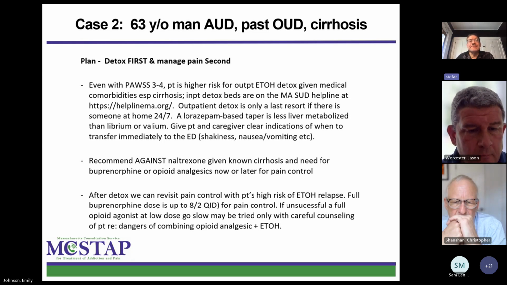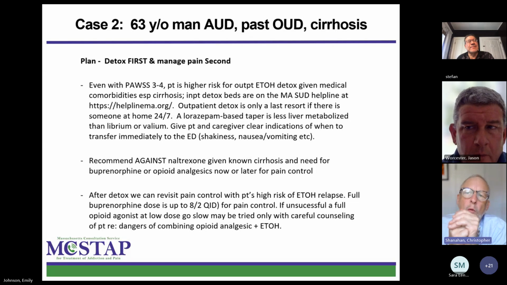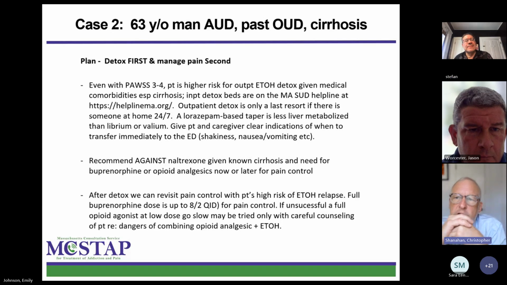Naltrexone in this case, with their cirrhosis, becomes a relative contraindication. I don't know that it's absolute though, Chris or Jason. How do you feel? Well, the flip side of that is this person would be qualified for acamprosate, so they don't have brain failure. That's fair, because we're looking at primarily alcohol use disorder where both can be indicated.